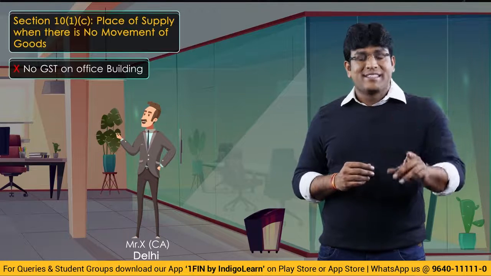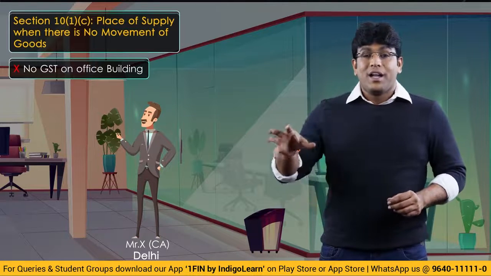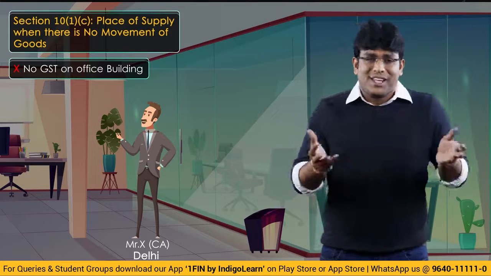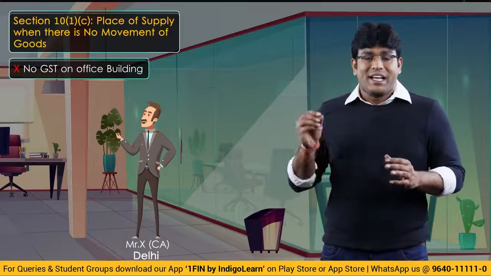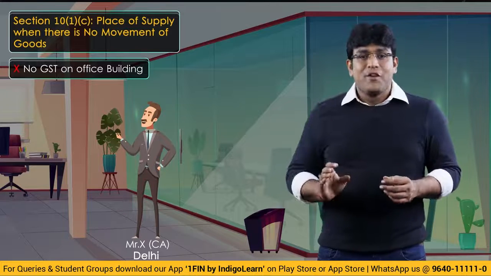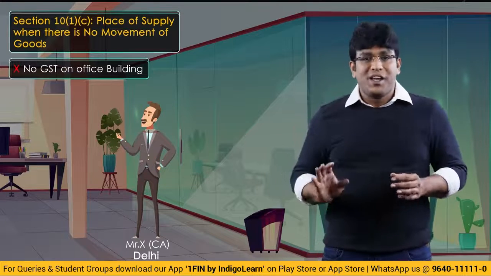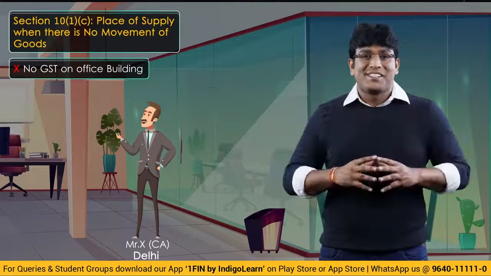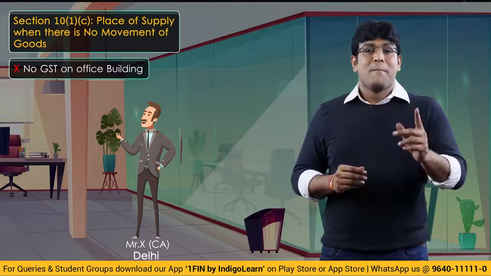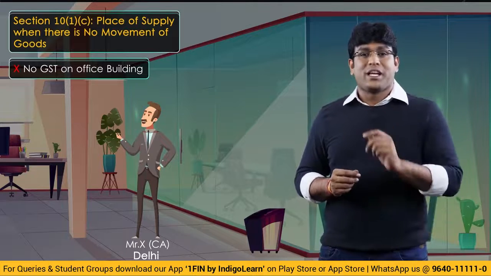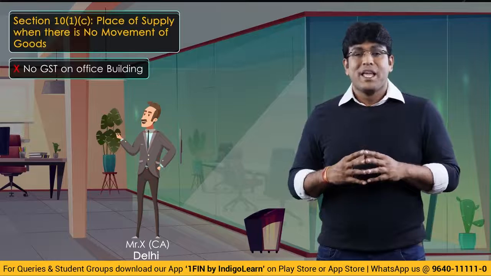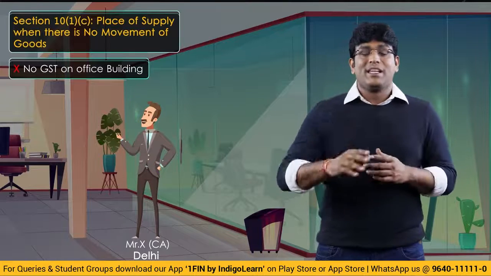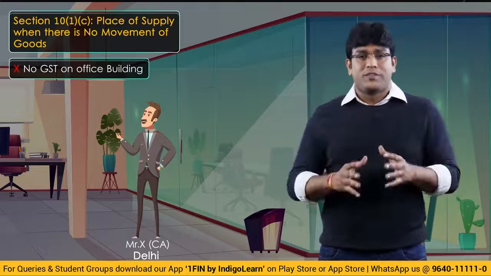Now, is X taking that furniture, removing that furniture from Delhi and taking it to Gujarat? Answer is no. X is just setting up an office in Delhi. For that purpose, he will use that furniture. So technically, if you observe, there is no movement of goods. In that case, my dear friends, provisions of section 10 subsection 1 clause C will apply. 10(1)(c) will come into picture to determine place of supply in case where there is no movement of goods.